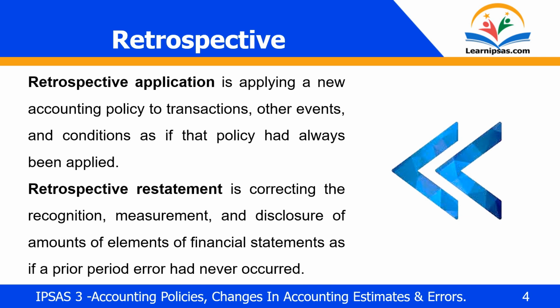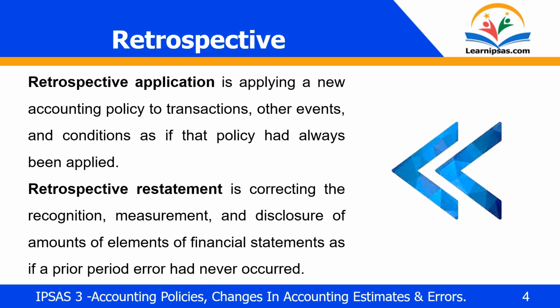As we go deep into this, you may hear me talking about retrospective and prospective. Retro means going backwards, prospective means going forward. So retrospective application is applying a new accounting policy to transactions, other events and conditions as if that policy had always been applied. When you go backwards and apply the accounting policy, it's as if you have been applying it consistently. So it's like something natural that was happening consistently over the years.